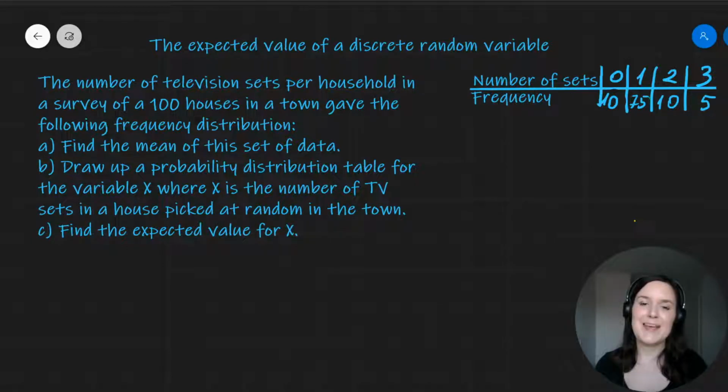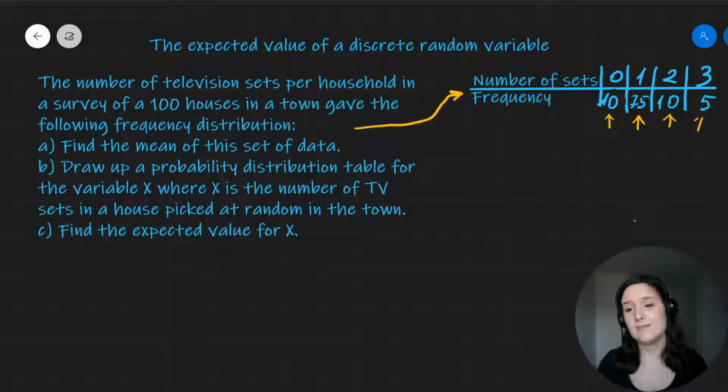Hi, I will explain the expected value of the discrete random variable. Let's take a look at an example. The number of television sets per household in a survey of 100 houses in a town gave the following frequency distribution. Okay, this is the frequency distribution, so we can see that in 10 houses there were 0 TV sets, in 75, 1 TV set, in 10 houses, 2 TV sets, and in 5 houses, 3 TV sets.